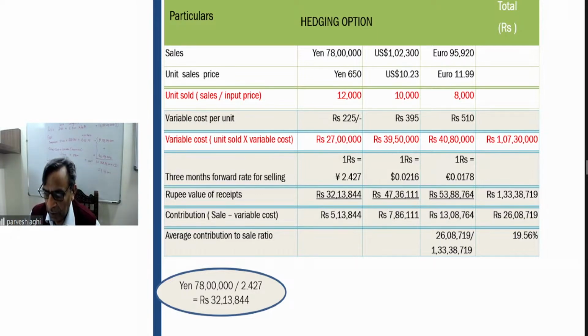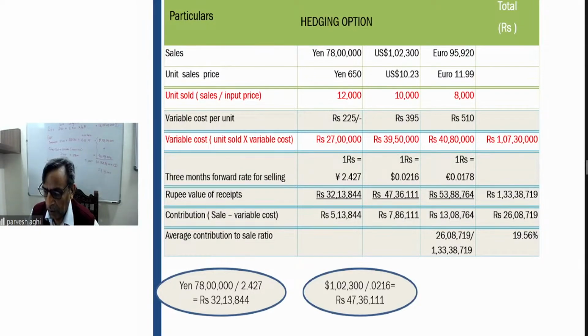Then similarly for US dollars, 1,02,300 is his selling price, divided by the quote, which is 1 rupee is equal to so many dollars. Since we have to convert dollars into rupees, we have to divide. Same thing which we explained for yen. This was the ask rate, but 1 divided by 0.0216 would become the bid rate. So we take 1,02,300 and divide by 0.0216. So we get 47 lakhs.